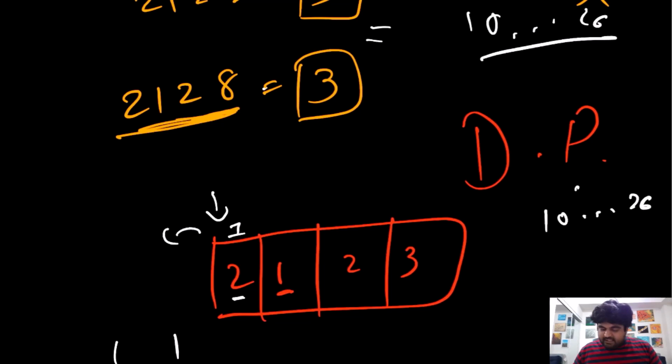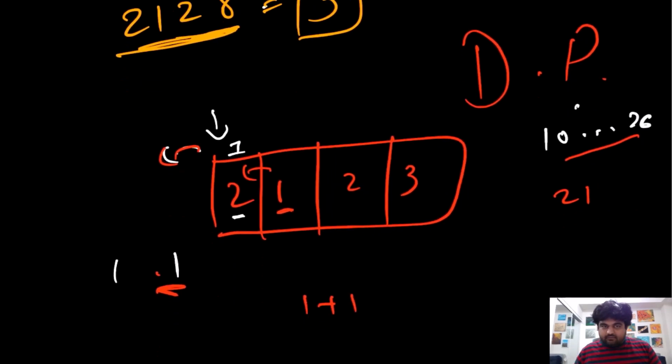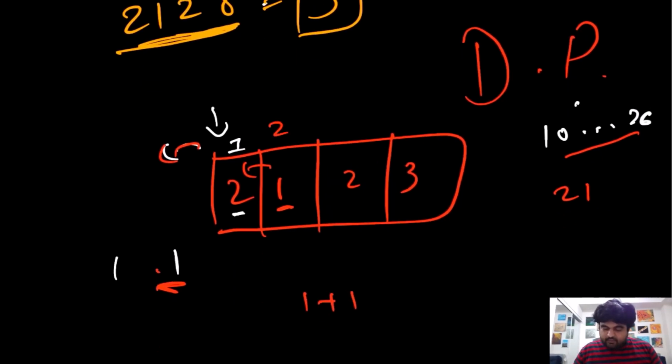Again we check with its previous element whether the value falls between 10 to 26. The value becomes 21. It falls between 10 to 26. So we take the sum of whatever the previous two elements were. The previous one element is 1, and the previous second element is also 1. So we do 1 plus 1, and we can put 2 over here.